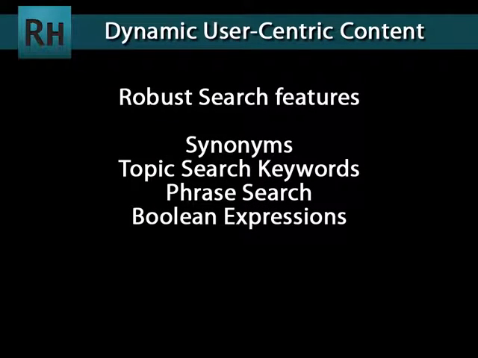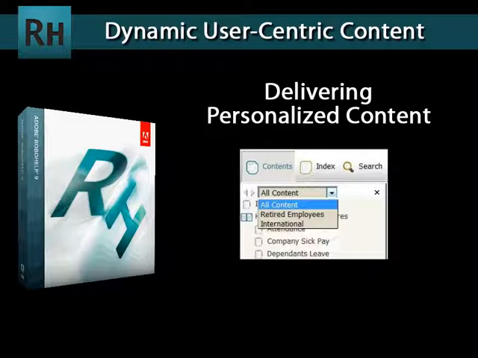Adobe RoboHelp 9 has many features which come to the author's aid in a search-centric world. There are synonyms, topic search keywords, phrase search, and a host of Boolean expressions to give users many ways to find just the right information. So when you take a look at the new Adobe RoboHelp 9, be sure to take a closer look at dynamic user-centric content. Visitors to your knowledge bases and online help will really appreciate it.